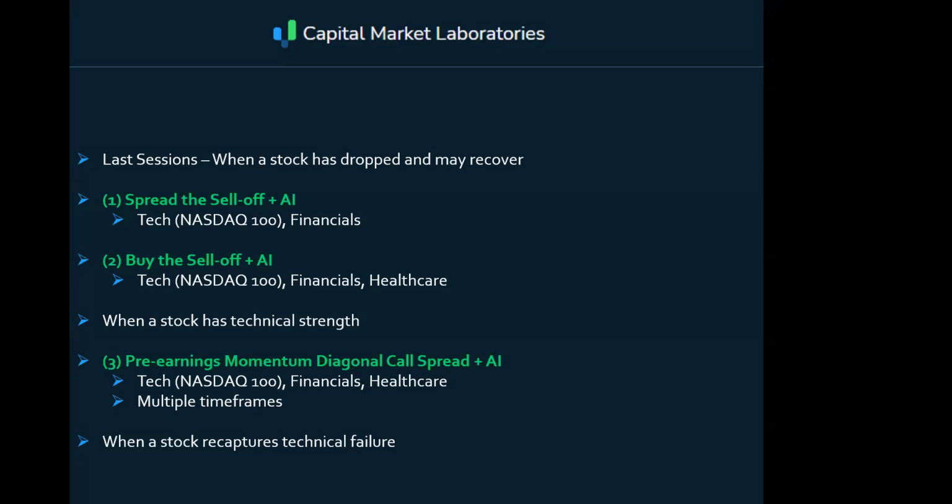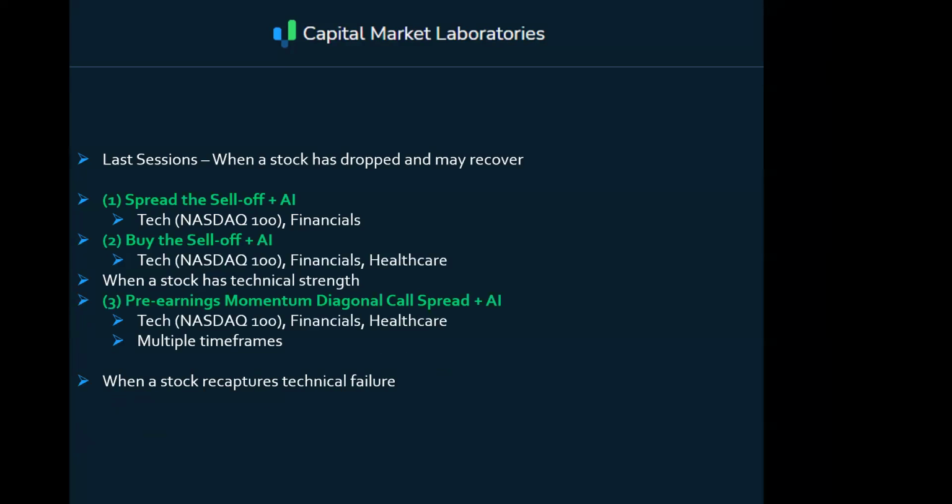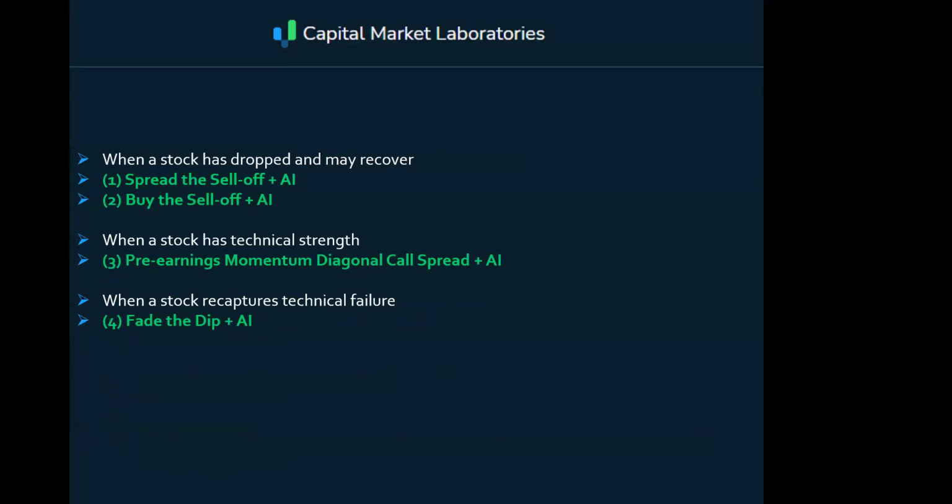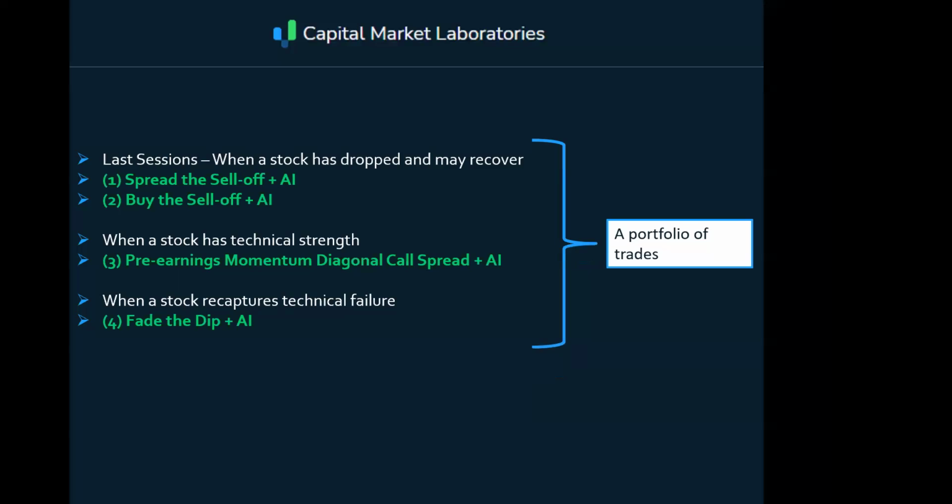I want to move this slide up a little bit. Okay. It was like a fade the dip. I showed what happens when it doesn't work, right? So I'm going to move these. I'm going to scrunch this together too. This is a portfolio of trades, right? This is what we're going to do right now. So this is a little ethereal, and it's going to be explicit in a second.